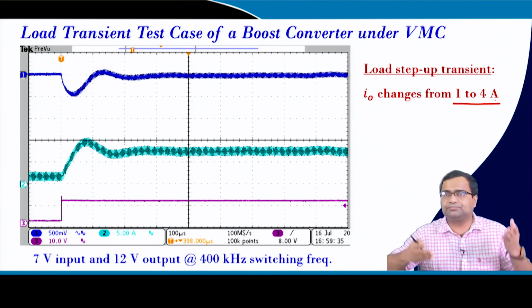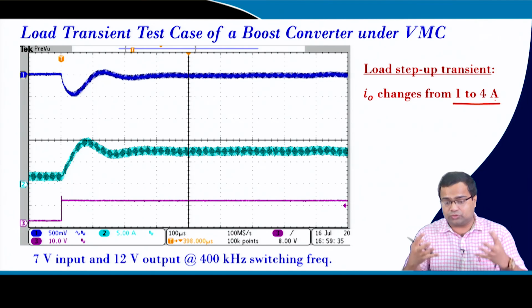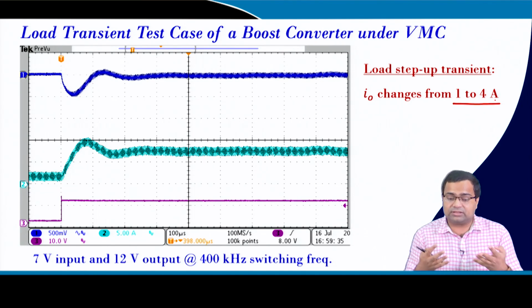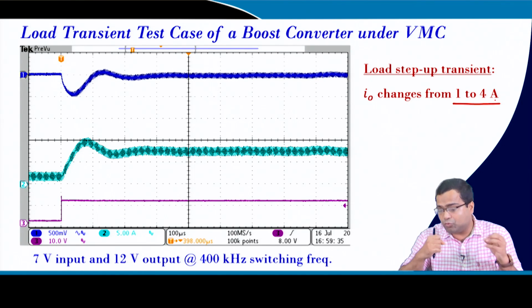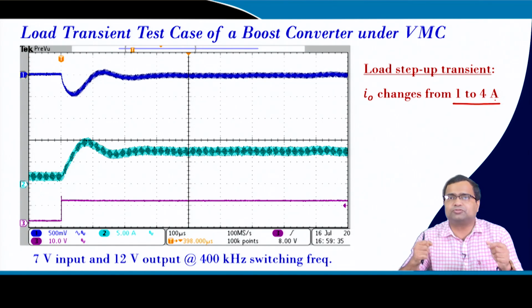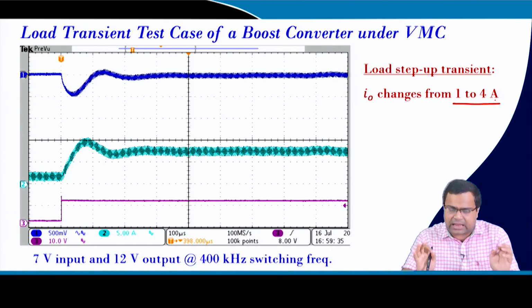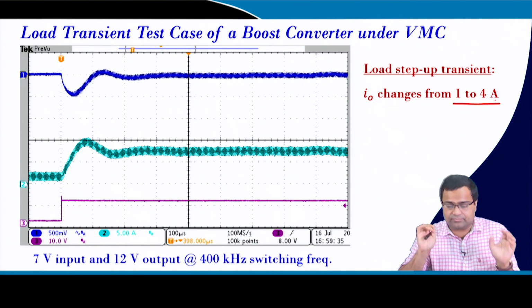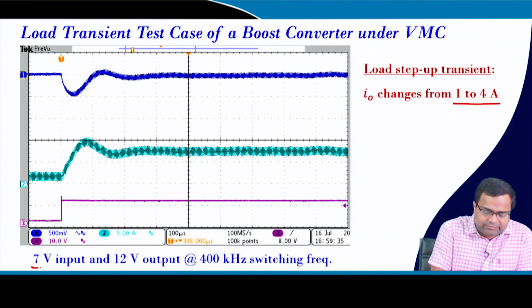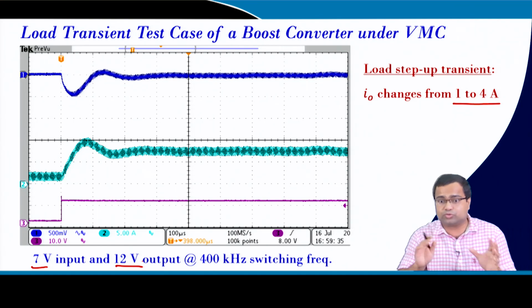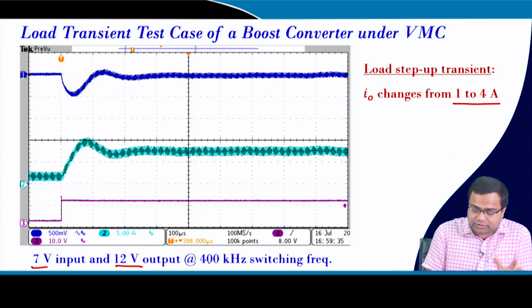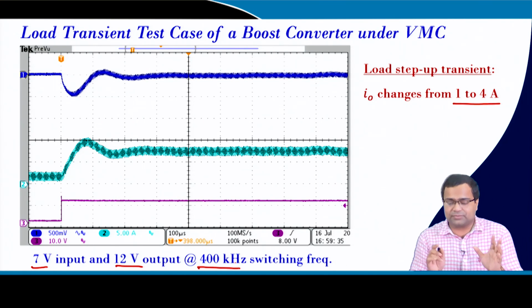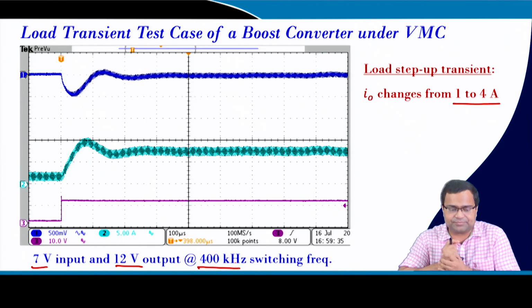to high load. But a boost converter, as you will see very soon, suffers from non-minimum phase behavior. So, we cannot increase the bandwidth of a boost converter drastically like a buck converter, because there is a physical constraint, and for the time being we are not going to discuss that. So, here we have designed a 7 volt input and 12 volt output boost converter, and we are operating at 400 kilohertz, not 500. So, 400 kilohertz switching frequency.